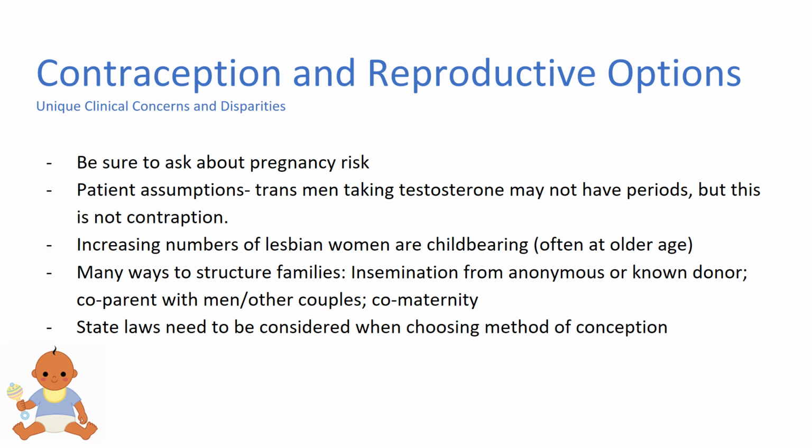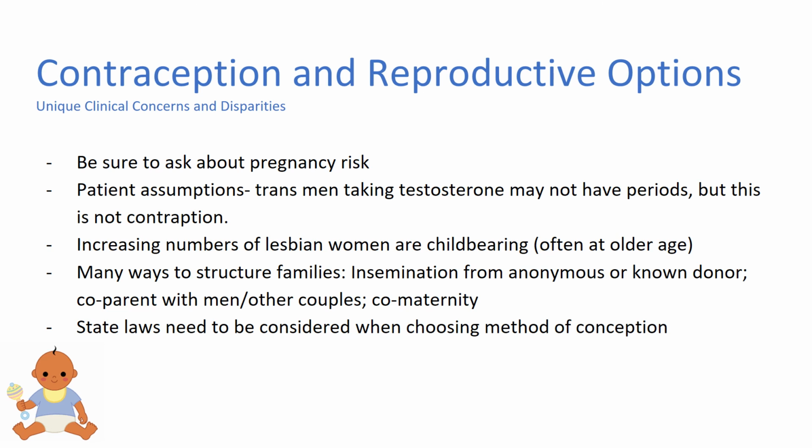Contraception and reproductive options are topics that providers tend to skip over in the care of LGBTQ+ patients. Be sure to ask about pregnancy risks. Don't just assume. Providers should talk to patients and clarify any misunderstandings. There are also some common patient assumptions too. Trans men taking testosterone may not have periods, but this is not contraception.